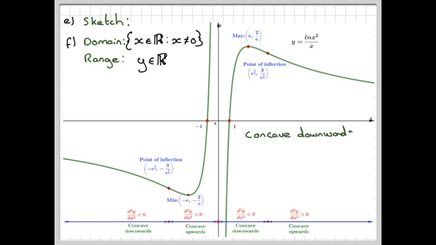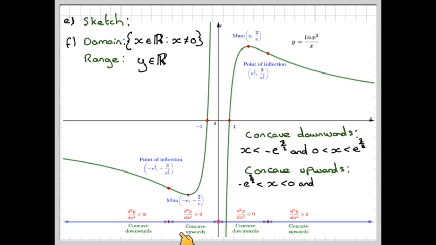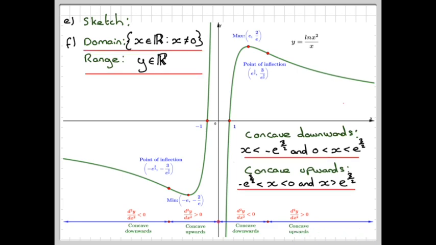And then for the concavity, concave downwards will be from x is minus e to the 3 over 2 to 0, and then this bit here, x between 0 and e to the 3 over 2. Then concave upwards would be from minus 3 over 2 to 0, not including these points, and then greater than e to the 3 over 2. Concavity is best seen where you draw the tangent. Is it above here? It's below here. Above here and below here.